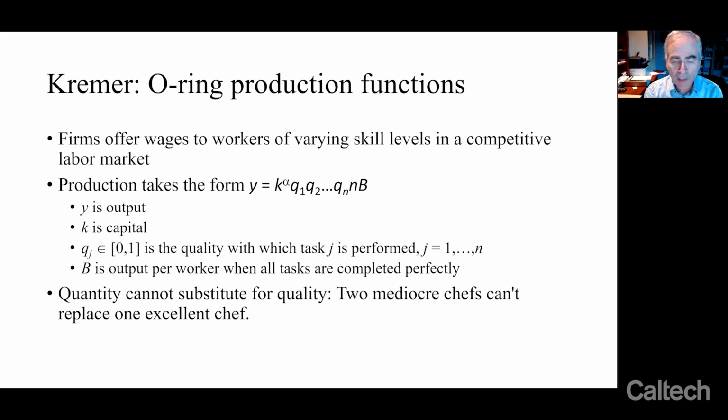As you can see, if you throw in a single dud worker in this process, you zero out the output. So a key conceptual assumption in Kremer's model is that you can't substitute quantity for quality. No amount of my effort in the kitchen will produce a meal as good as 1 hour of my wife's effort.